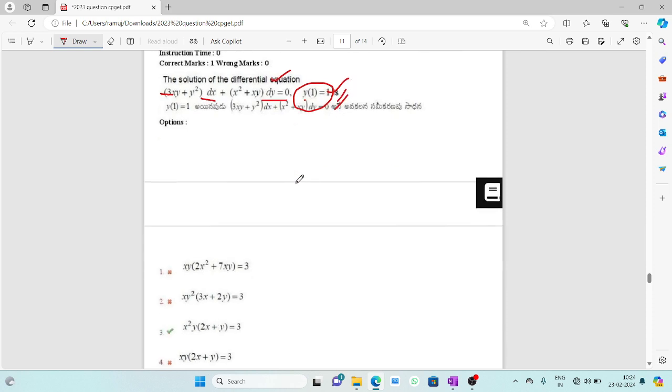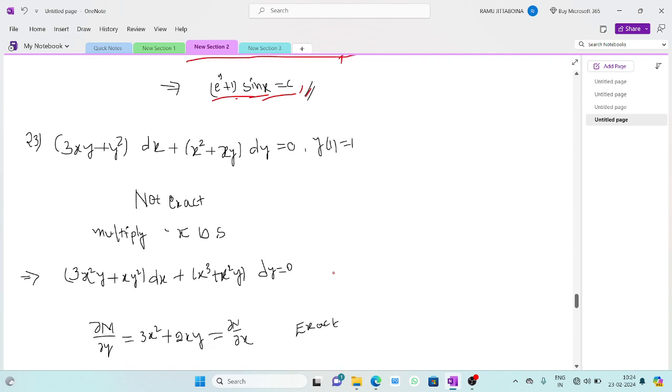You can use many methods, not only the exact method, but I always prefer the exact method. I already told you why I am using the exact method. You can simply do that one. If you try the exact method and it is satisfied, then that's fine. If that is not satisfied, we can multiply with an integrating factor also.